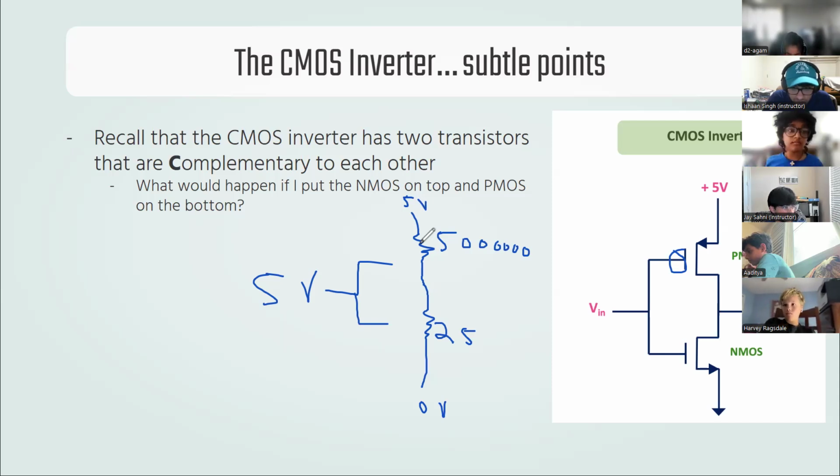So in this circuit, 5 volts, big resistor, small resistor, 0 volts, what's the voltage right here? What's the voltage in between the resistors? Or in this case, in between the transistors?